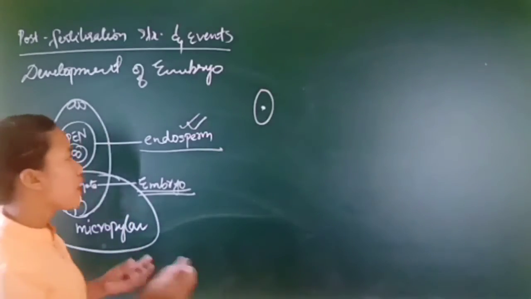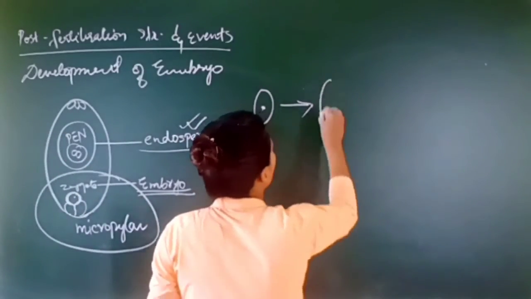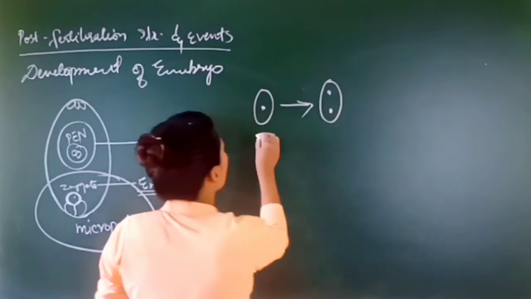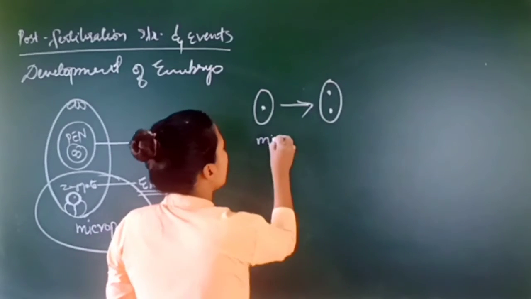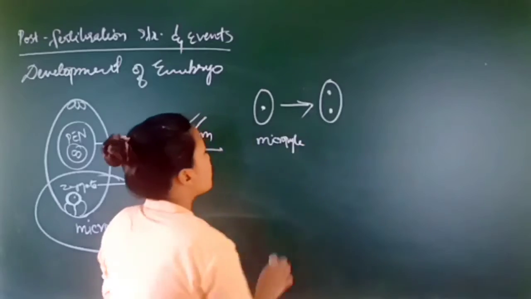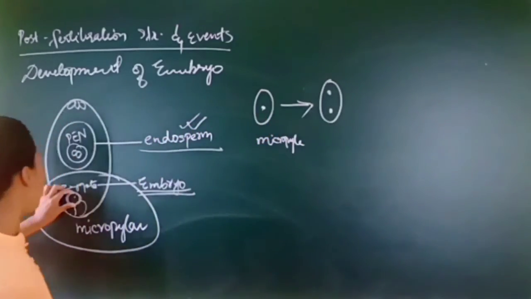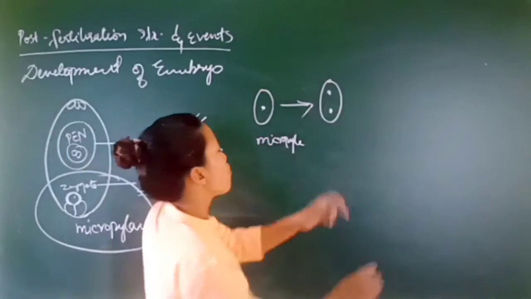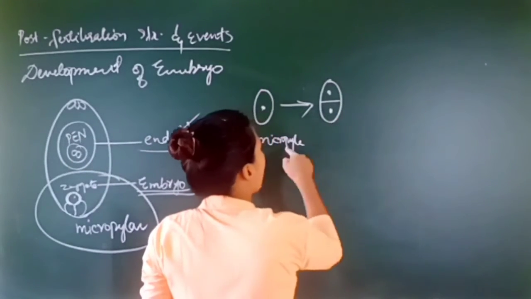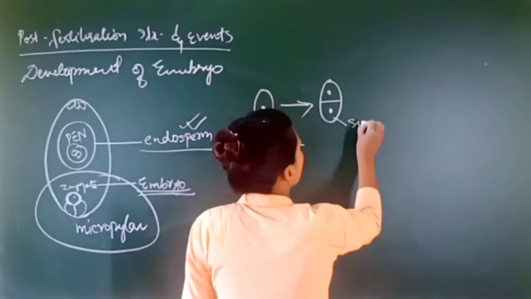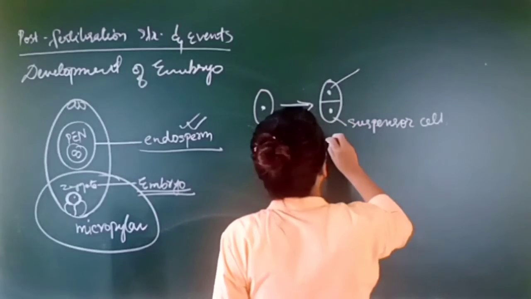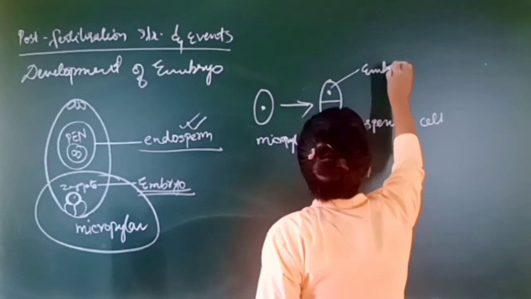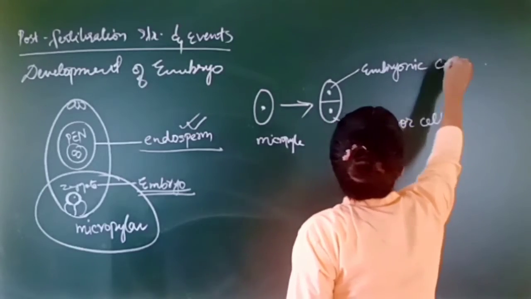So they will undergo this division. What kind of division? Transverse division, and then they will form 2 cells. This one is towards the micropylar region, and this is far away from the micropylar region. So I'm just writing micropylar. This particular zygote will divide and give rise to 2 cells. The one towards the micropylar region will be called the suspensor cell, and the one away from the micropylar region is called the embryonic cell.